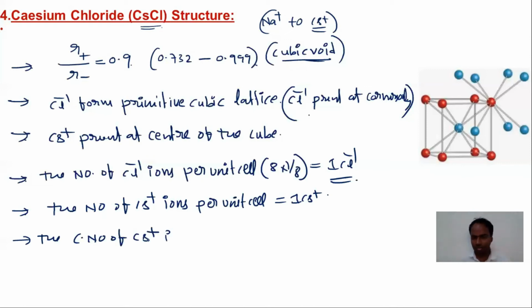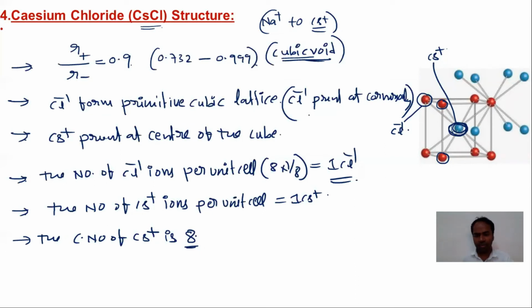So here first Cs plus. In this diagram, this is the Cs plus ion. The red sphere indicates Cl minus. See here Cl minus present at only corners. See, these all are corners. So for this particular cube, this is the center. This Cs plus is surrounded by how many Cl minus? Total 8. Hence the coordination number of Cs plus is 8.